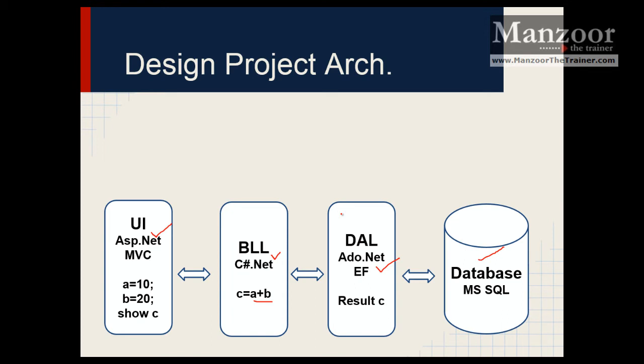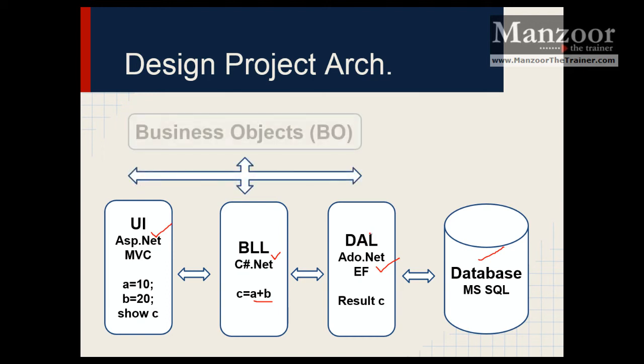Now how do I pass data from one layer to another layer? So among these different layers, how do we pass data? We pass data with the help of the business object layer. Now how do we create the business object layer? I can say that your Entity Framework is going to do this for you. So Entity Framework will be creating a business object layer for you. How? We will see in our future videos. So this is our project architecture.